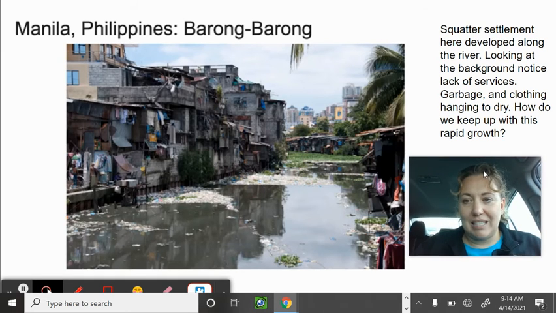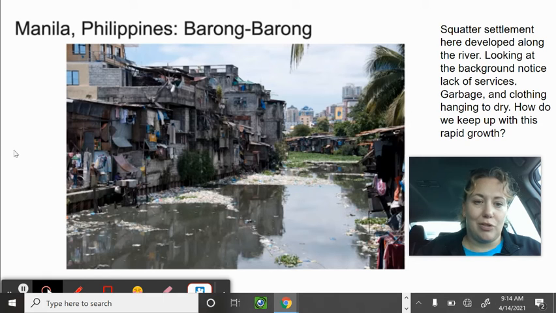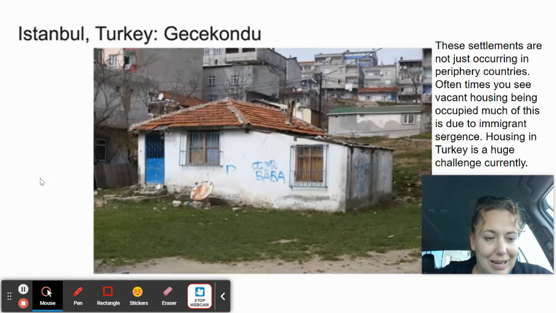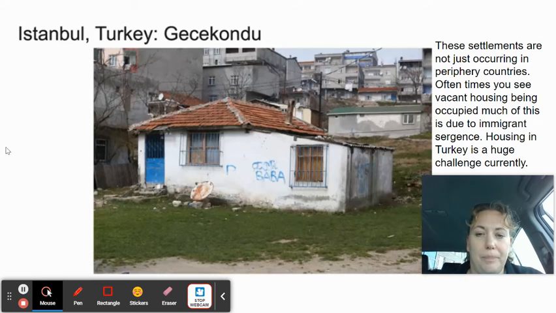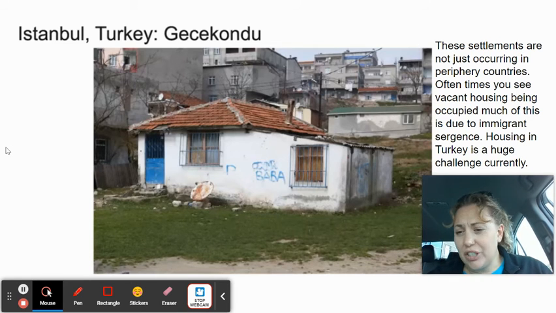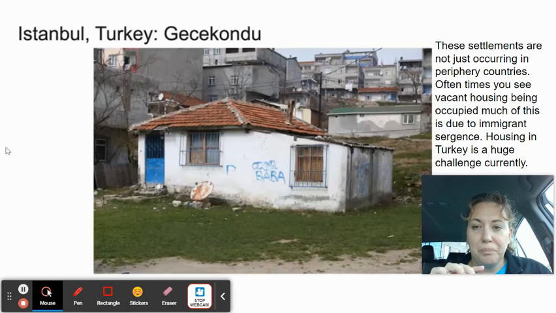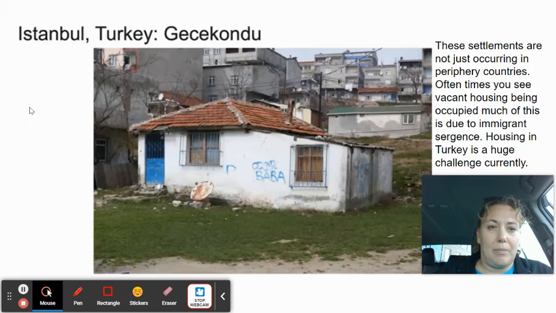Okay. Another example here in the Philippines, this is a squatter settlement along the river, and you can just see the pollution and other issues that this is presenting. All right, and then another example here in Turkey, and you can see in the caption that there was a bunch of vacant housing that has now been inhabited by an immigrant surge. So a lot of the people that were fleeing Syria, for example, made their way to Turkey, and they're just finding old, dilapidated housing. And again, the safety issues that come with this: there's no plumbing, there's no electricity. You can see how this is going to become an issue.